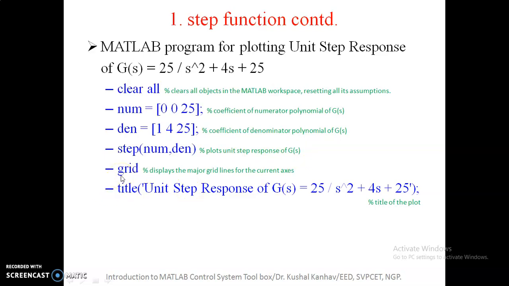Then the next line is grid. So this grid will display the major grid lines of the current axis. So we will be having two axes. One will be amplitude on the y-axis and time on the x-axis. And the last line of the program indicates the title. Whatever title you want to give to your file or image file, you can write in the title. In single quotes you can write unit step response of g of s is equal to 25 upon s square plus 4s plus 25. So this will appear in the title of the image file. Okay, this is the title of the plot.